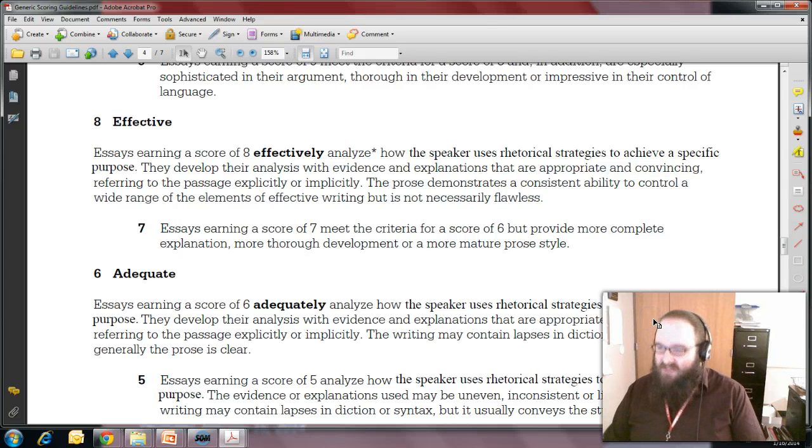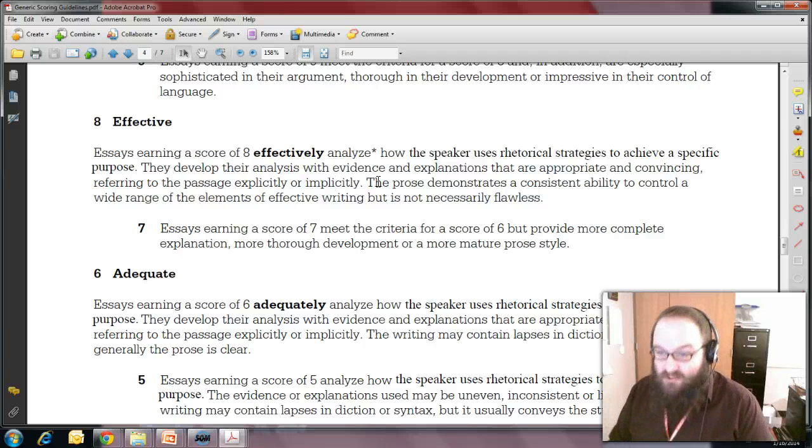It's not just good enough. It's, I'm nodding my head. I totally get what you're saying. Again, referring to the passage explicitly or implicitly, direct quote or summary evidence. The prose, this is the big thing that separates an effective essay. The prose, meaning how the student writes, demonstrates a consistent ability to control a wide range of the elements of effective writing.